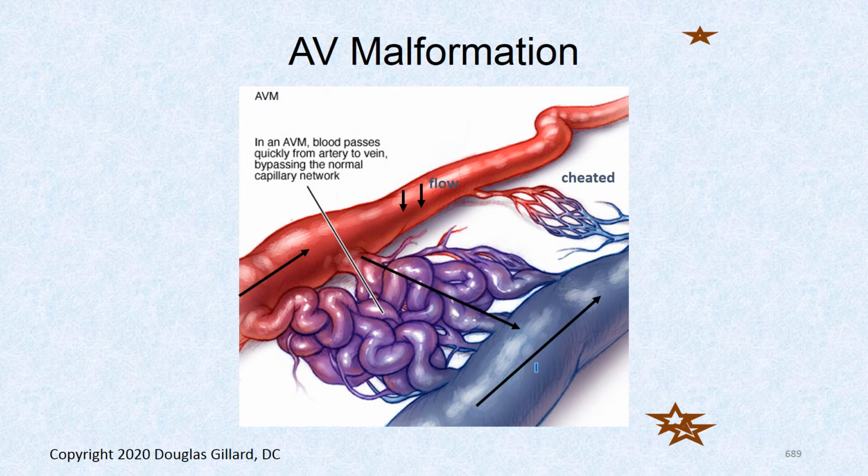Here's just another cartoon of how blood is cheated through these things. And if this is a piece of brain tissue, it's not getting enough blood because all the blood is running through this tangled knot of arteries and veins.